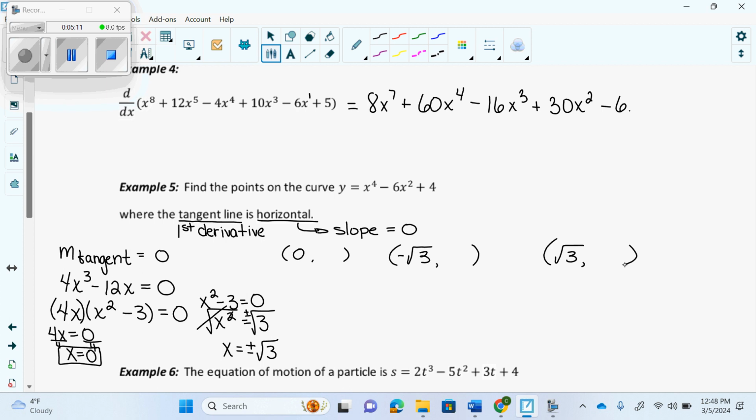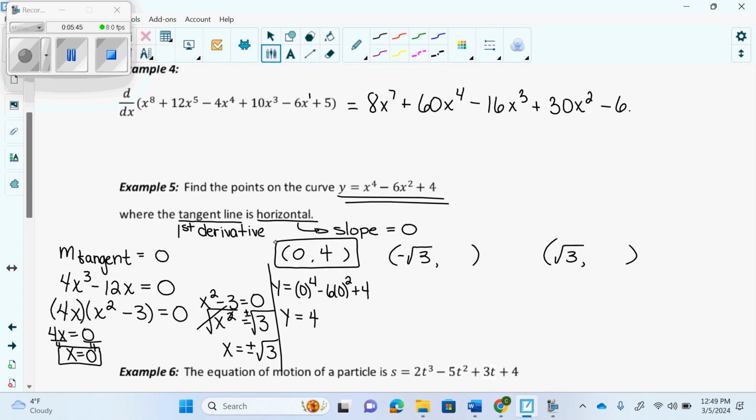How do I get to figure out what the somethings are? Plug it back into which equation? The original, because I'm trying to find coordinates on the original where the horizontal tangent is 0, correct? So I'm going to plug it back into this one. So I go y equals 0 to the 4 minus 6 times 0 squared plus 4. So y equals what? 4. So that's my first coordinate, correct?